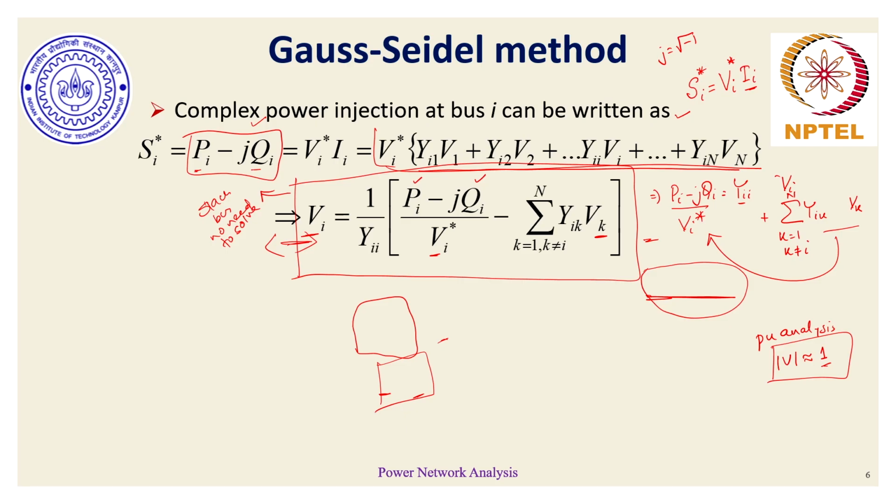Which is bus number 2. So if I write the equation or expand this for bus number 2, I would see that V2 would be equal to 1 by Y22 multiplied by (P2 minus jQ2) divided by V2 conjugate, minus Y21 V1, minus Y23 V3, and so on till Y2n Vn. Y22 won't exist on the right side.